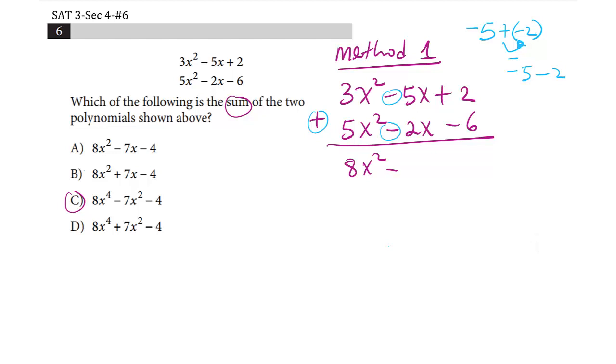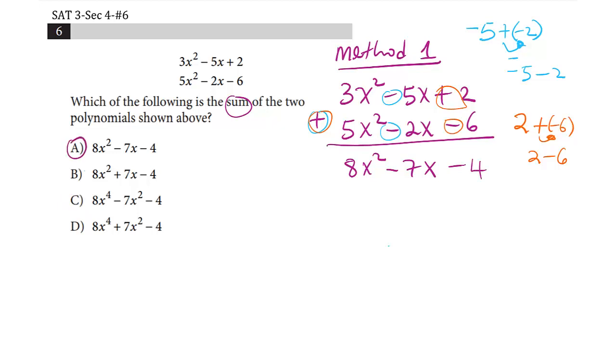So negative 7x. And last but not least, we've got the positive 2 plus negative 6. Once again, let's pull that off to the side. 2 plus negative 6. Once again, positive next to the negative. The negative wins this battle, so 2 minus 6, which is simply negative 4. So we end up with negative 4. That makes A our answer for this problem.